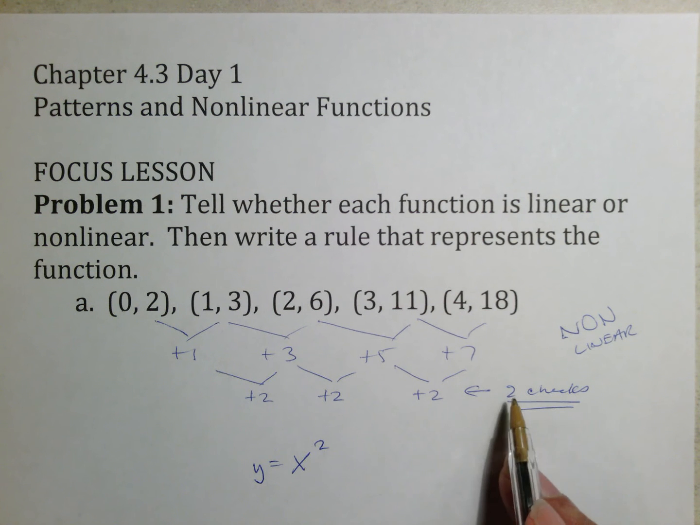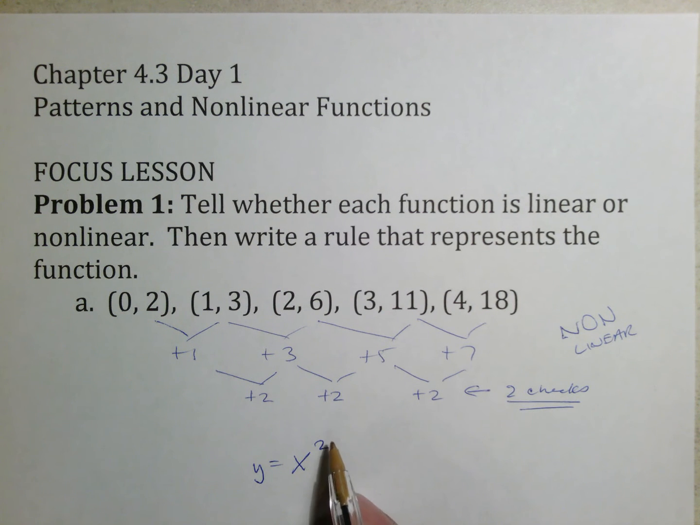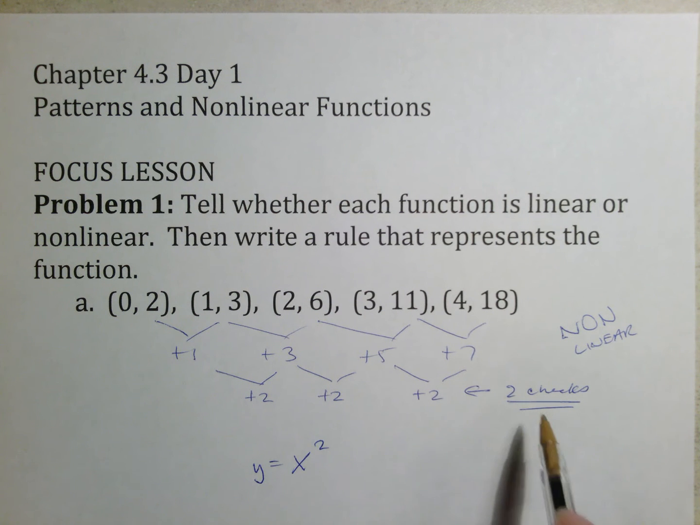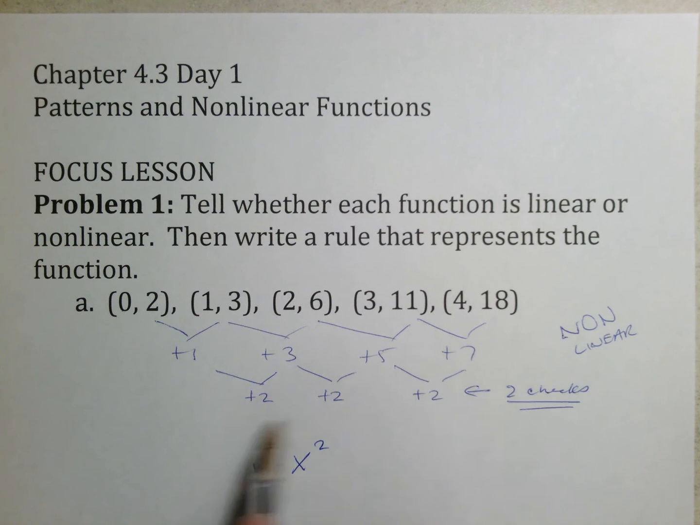Again, if it takes 2 checks to get a common difference, my base pattern is going to be y = x squared. I don't care about what the check is or what the common difference is. The fact that it took 2 tries to get a common difference all the way across means I do y = x squared. The next thing I do is the same.